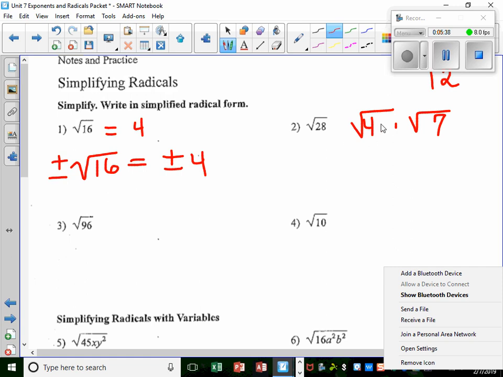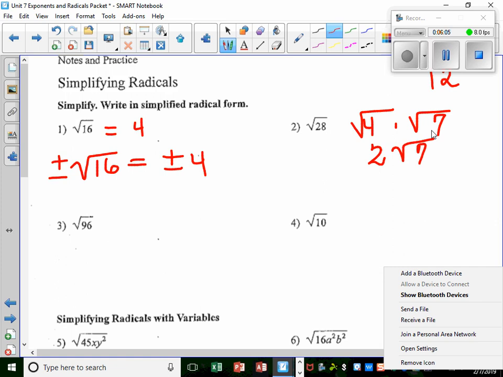So then we would take the square root of 4. What is the square root of 4? 2. And we leave the square root of 7 as the square root of 7 because it's not perfect. So when we say simplified radical form, we're only pulling out the perfect square. If it's not completely perfect, like in number 1, then you find factors to do this.